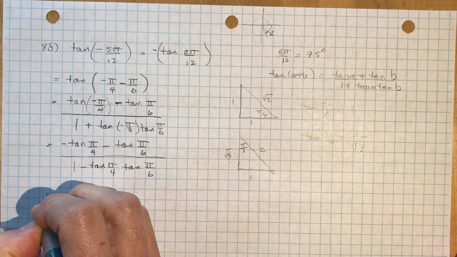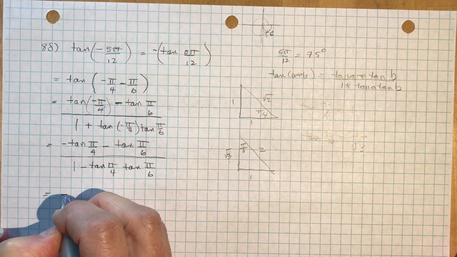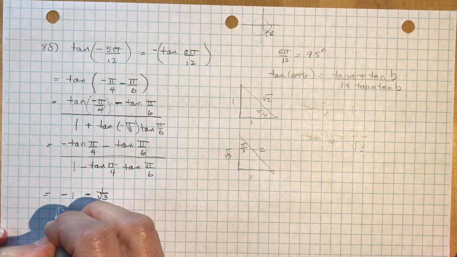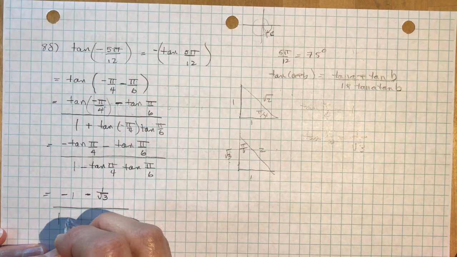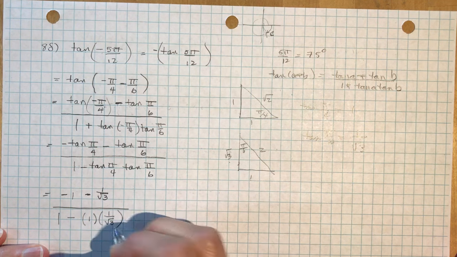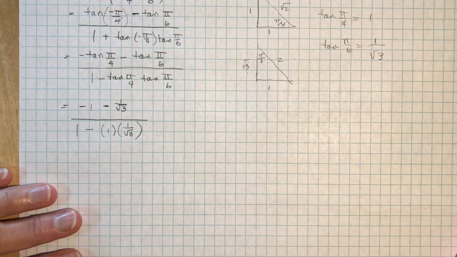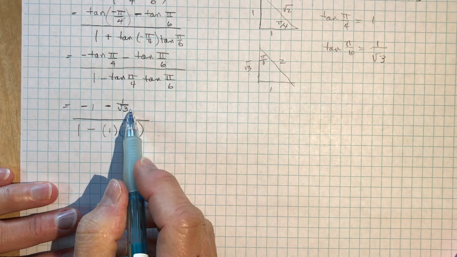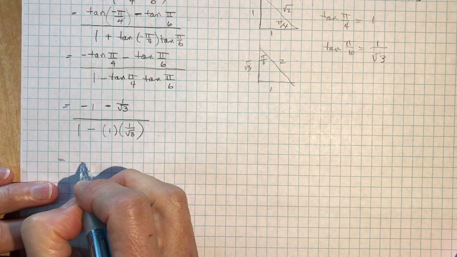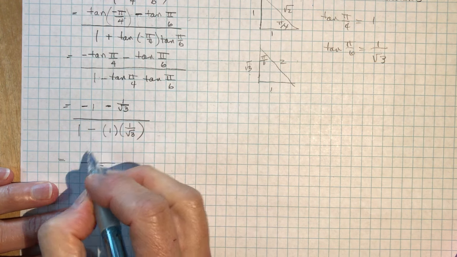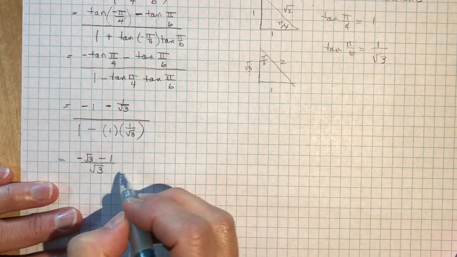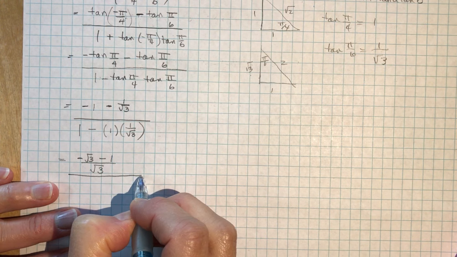So I'm all set to plug everything in now. So the negative tan of pi over 4 is simply negative 1 minus the tan of pi over 6, which is 1 over root 3. And I'm dividing by 1 minus tan of pi over 4, which is 1, and the tan of pi over 6 is 1 over root 3. Okay, so in order for you to continue with this, you need to find a common denominator here in the numerator and divide by what's in the denominator. So I'm going to make it over root 3. So minus 1 will be minus root 3 over root 3 minus 1 over root 3. So that's my numerator.